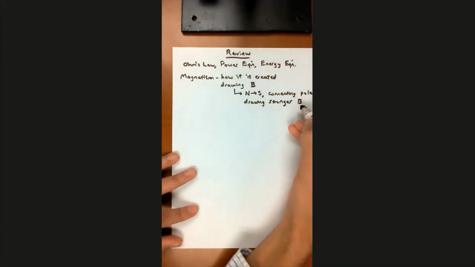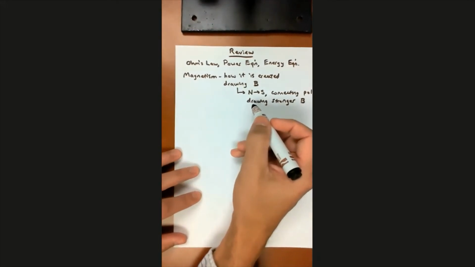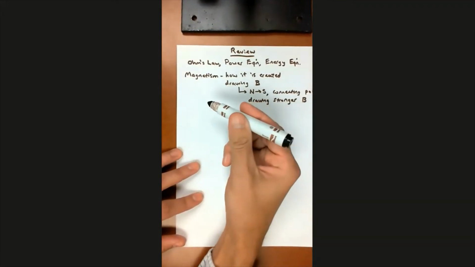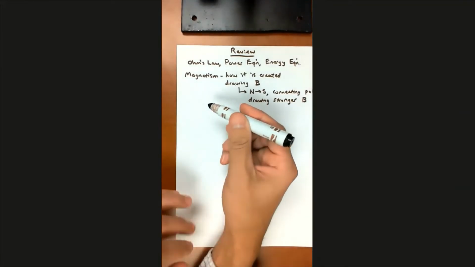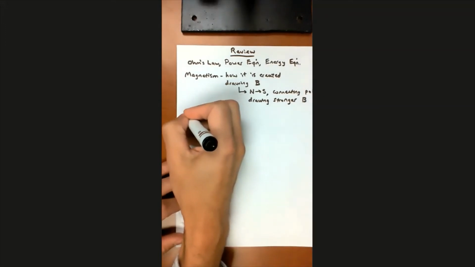All right. Also, the idea that there is no such thing as a monopole. We only have dipoles. If you have a bar magnet, you're always going to have one side be the North Pole and one side be the South Pole. Okay, then we talked about electromagnetism.